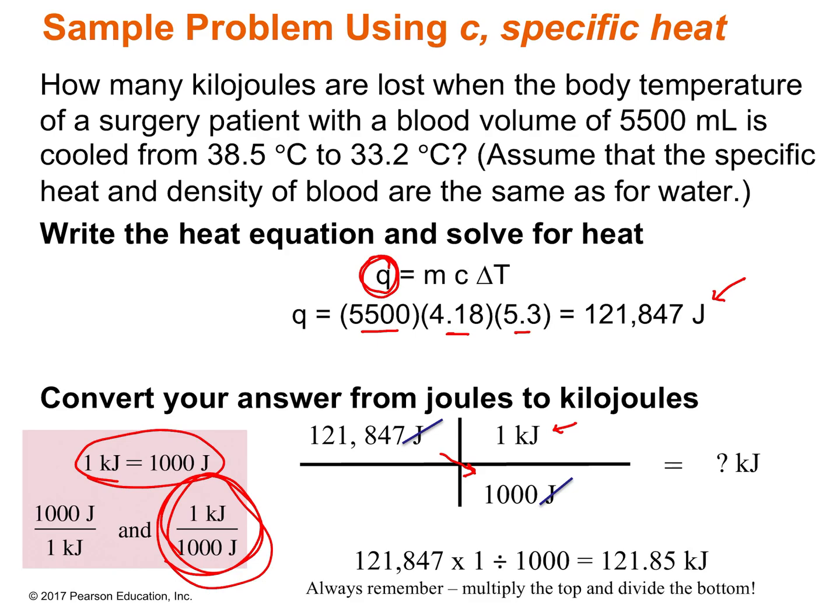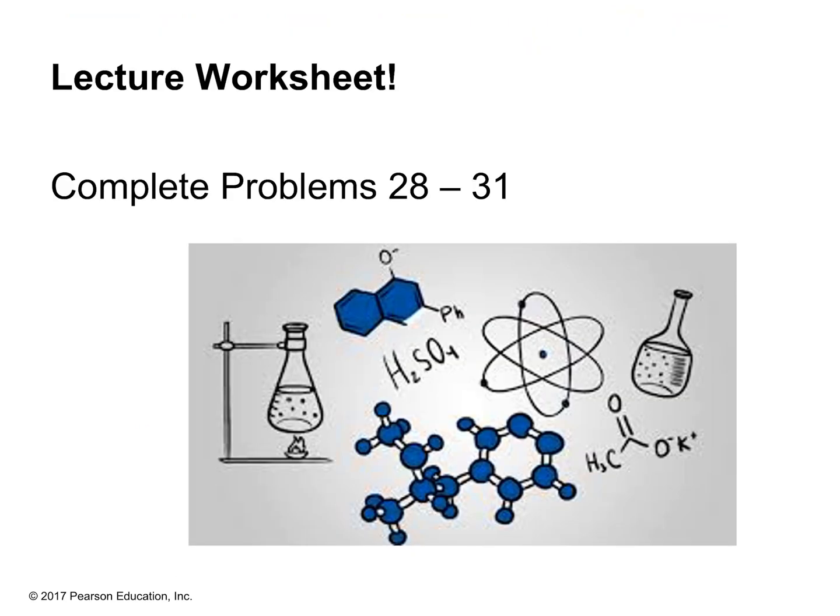So then we can just do 121,847 times 1 divided by 1,000, and we get 121.85 kilojoules. And just as always, remember to multiply the top and divide the bottom.